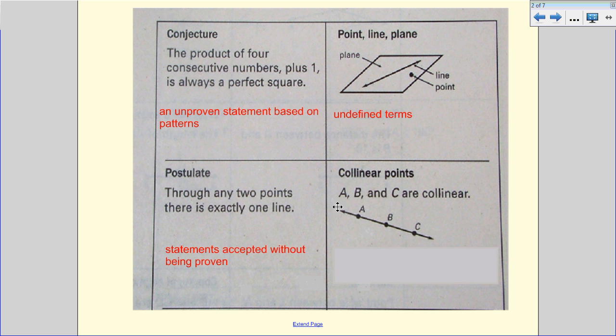And then collinear points, they drew a line and they put 3 points on it. So collinear points are just points that lie in the same line. We could have 2 points that are collinear. We could have 5 points that are collinear. The line goes on forever in both directions. We see the arrowheads. And so we could have an infinite number of points on there.